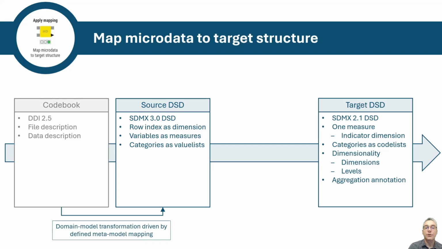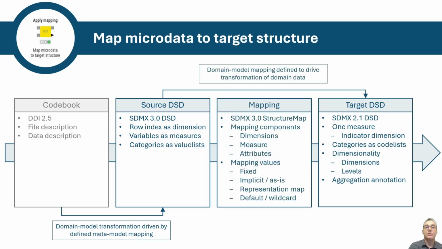The transformation of a codebook into an SDMX DSD is based on a fixed mapping at the meta model level, allowing to transform a codebook into a DSD for any dataset. The mapping from source to target structure operates at the domain model level and is specific to the process.